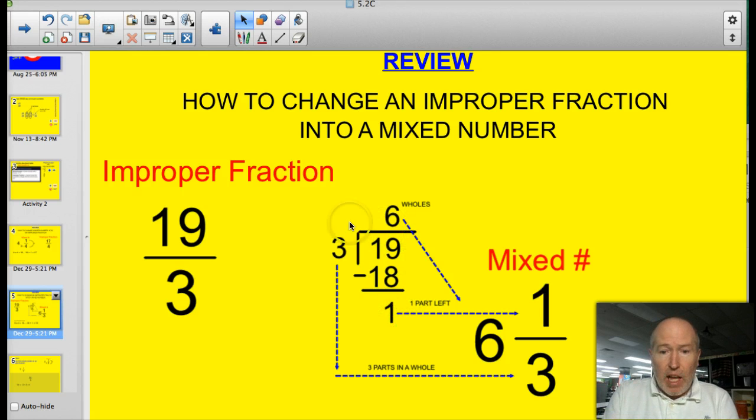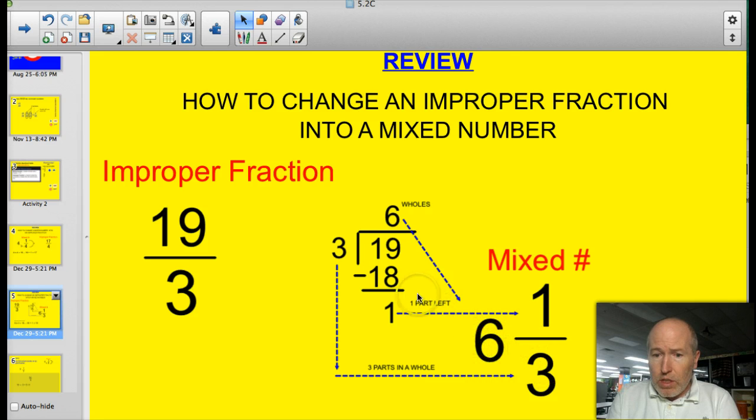Once you've done this algorithm piece, instead of drawing and subtracting 3/3, subtracting wholes like that, once you do this, you have everything you need. You have 6 wholes, that's up on top because 3 goes in there 6 times, and your leftovers, your remainder, becomes your fraction, 1 part out of 3.